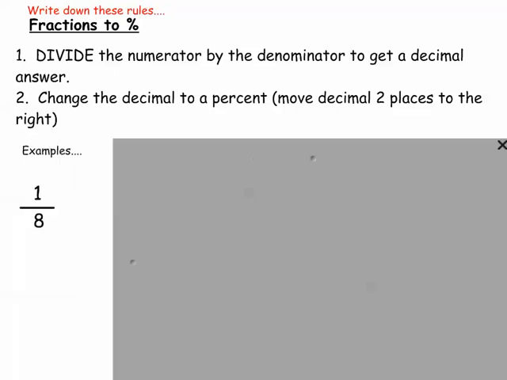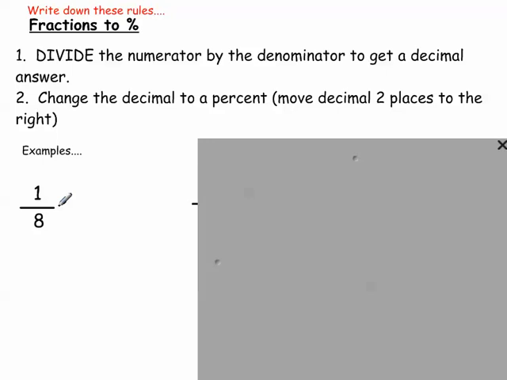All right, let's do an example so you can kind of understand what I'm talking about here. All right, so 1/8. Again, the other way was to get a denominator of 100. Unfortunately, 8 times nothing gives me 100, so I cannot do it that way. Okay, so I have to do it a little bit the long way here. So I'm going to divide.